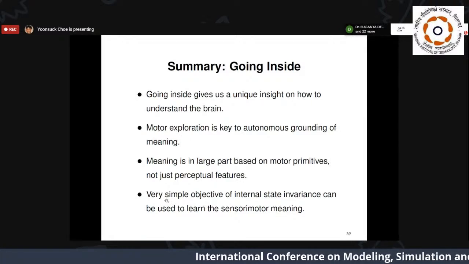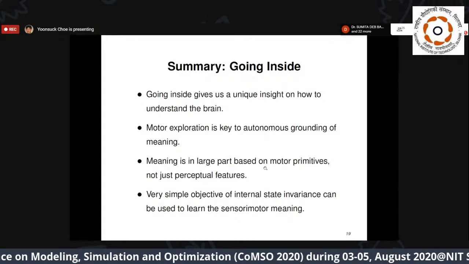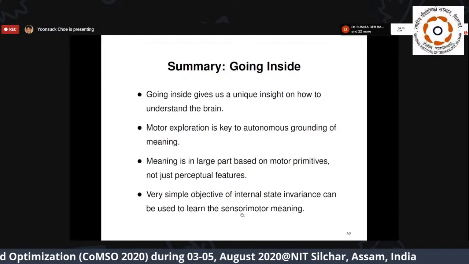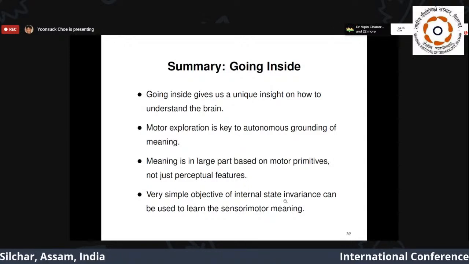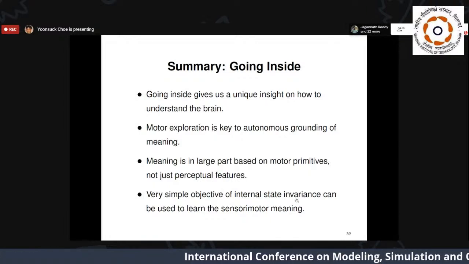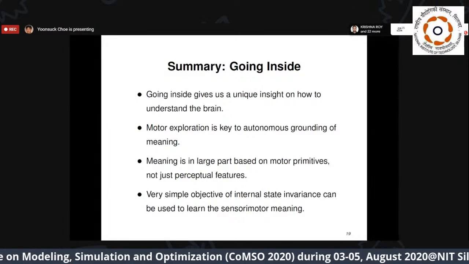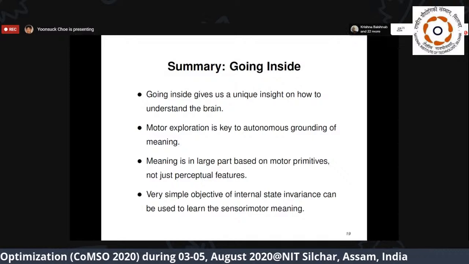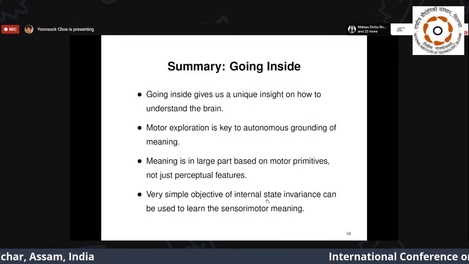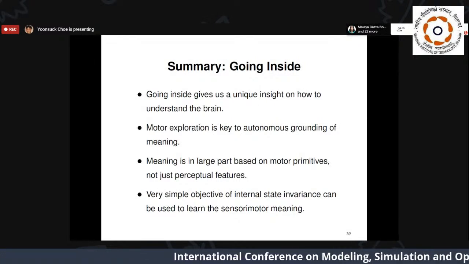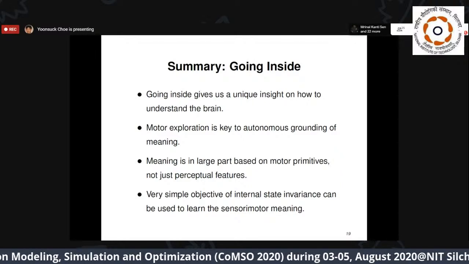And here we have seen that a very, very simple objective of internal state invariance can be used to learn this kind of sensory motor meaning. So you don't need something very complicated. Of course, biology is sort of a bag of tricks, right? In some sense, you cannot say that it's optimizing something, and it's not using some very sophisticated mathematical technique. But something like this, just checking whether your current state is the same as the previous state, may be very trivial for even biology to implement.